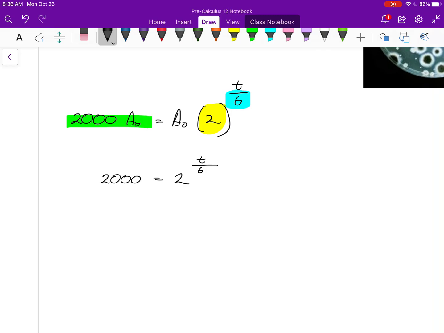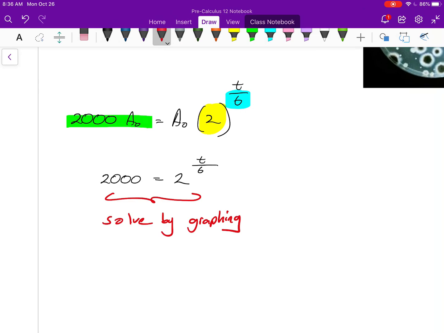Now with that said, if there's a way to write 2,000 as a power with a base of 2, then I can solve this algebraically, but there's no convenient way of doing that. So I need to either solve using logarithms, which again we're not going to get into yet, but soon, or solve by graphing, which again is an important part of this course.